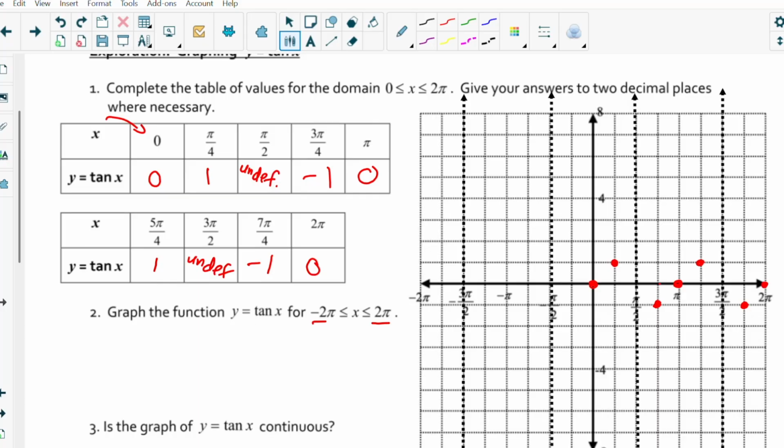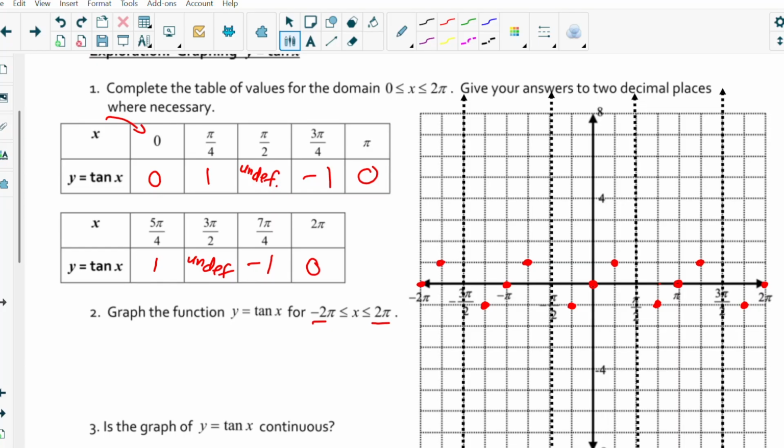If I do tangent of negative pi over 4, I'm going to get negative 1. If I do tangent of negative 5 pi over 4, I'm going to get 1. If I do tangent of negative pi, I'm going to get 0. If I do tangent of negative 7 pi over 4, I get negative 1. Maybe you start to see the pattern here.